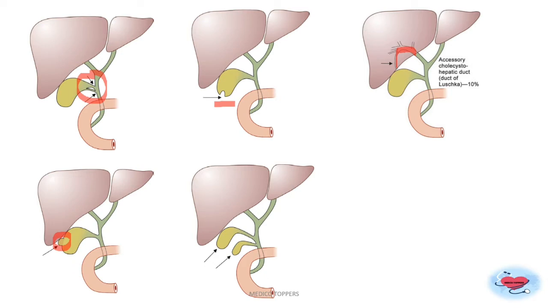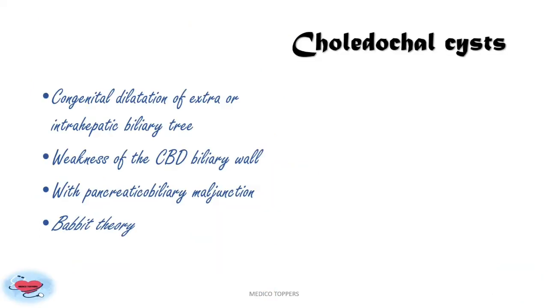Next condition, choledochal cyst. This is nothing but congenital dilatation of the extrahepatic or intrahepatic biliary tree. It can be isolated, focal or combined. This is a congenital cyst with a partial or complete weakness of the CBD biliary wall. It can be single or multiple, and it is more common in Asian people, and often associated with pancreaticobiliary maljunction.